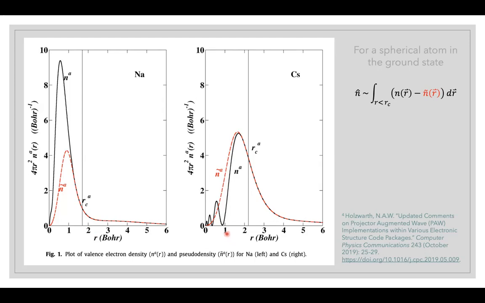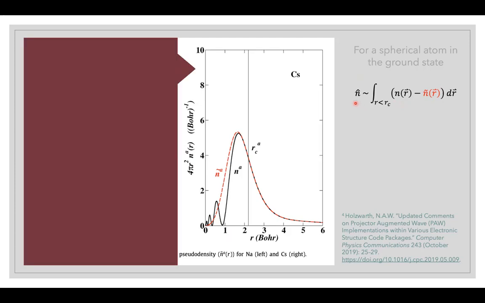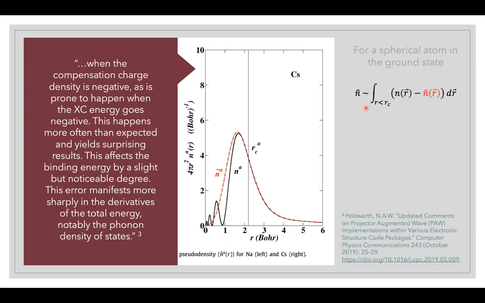In the case of sodium, this doesn't present much of a problem because the pseudo density is smaller than the all electron density, which means that the compensation charge density is positive. But in the case of cesium, the opposite is true. You can see that the pseudo density is larger than the all electron density, which means that the compensation charge density is negative. And when that's negative, that's when the discontinuities start to introduce themselves.